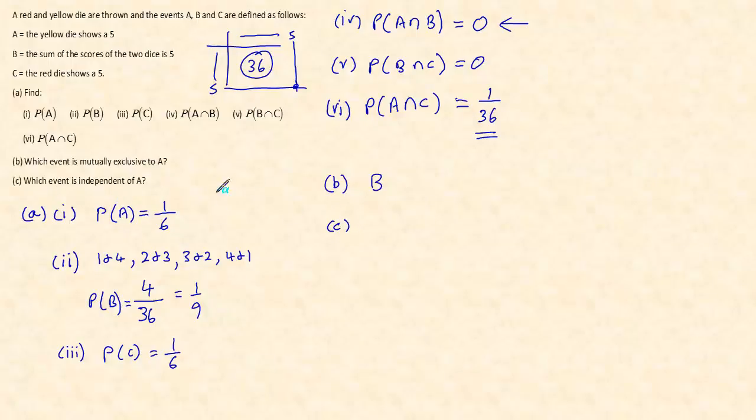Which event is independent of A? Well, that would be C. Whether we get a 5 on the first die or not, so whether we get a 5 on the yellow die, won't affect the red die. So C is independent of A.